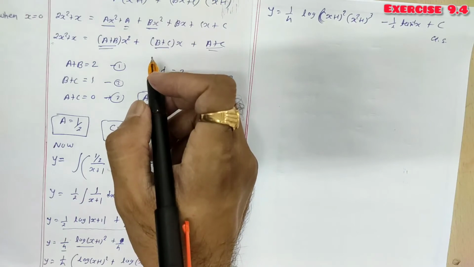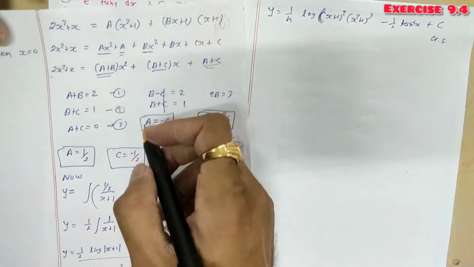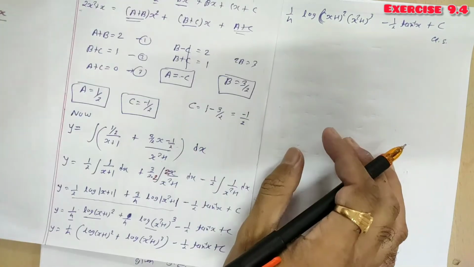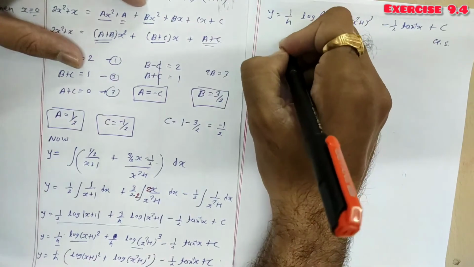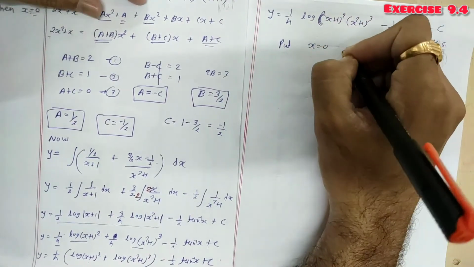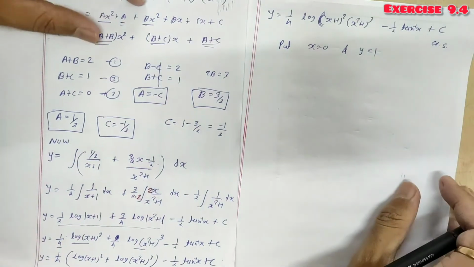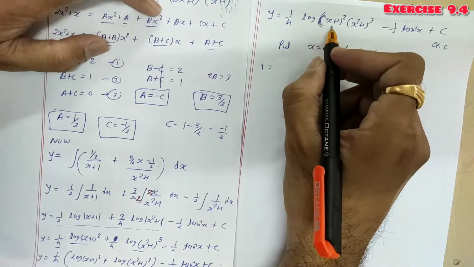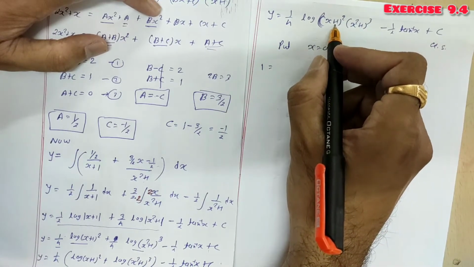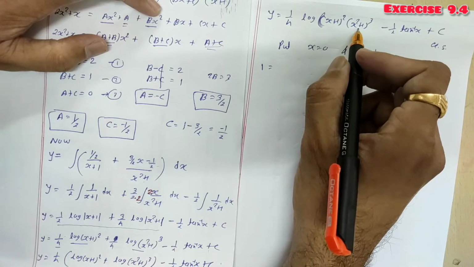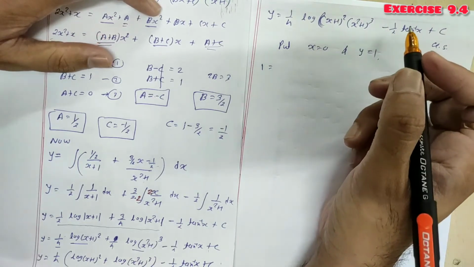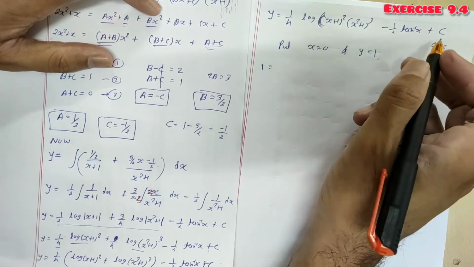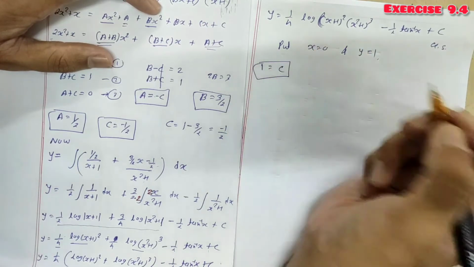Here the given conditions are: for y equal to 1, x equal to 0. So put x equal to 0 and y equal to 1. So y equal to 1 over here. So this is 1 equal to 1 by 4 log (0+1)² (0²+1)³. So log 1 is 0, so this one is 0 minus 1 by 2 tan inverse 0, and tan inverse 0 is 0, and c. So we are getting c equal to 1.